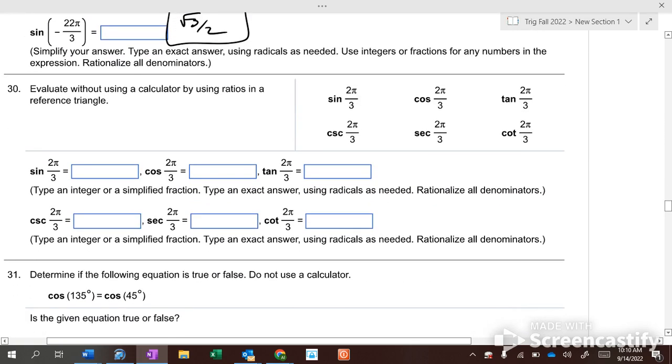Sine of 2 pi over 3, we just did that, square root of 3 over 2. Cosine, negative 1/2. Tangent is sine, square root of 3 over 2, over cosine, negative 1/2. Oops, cosine's negative 1/2, sorry about that. Multiply both the top and bottom by 2, so you get square root of 3 over negative 1, which is negative square root of 3.